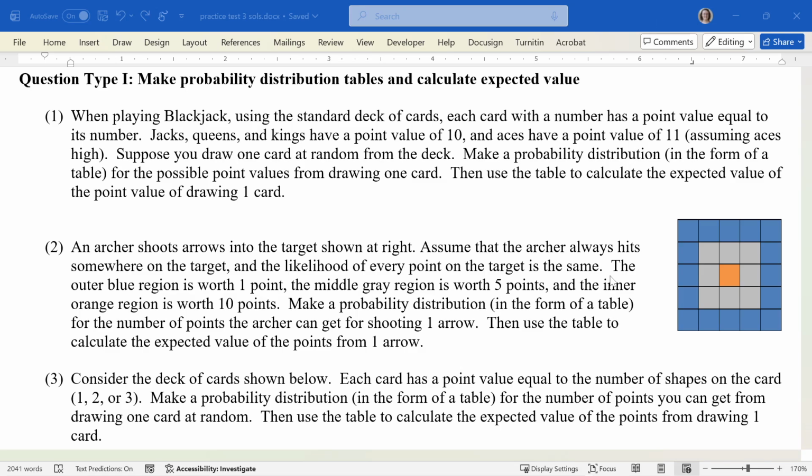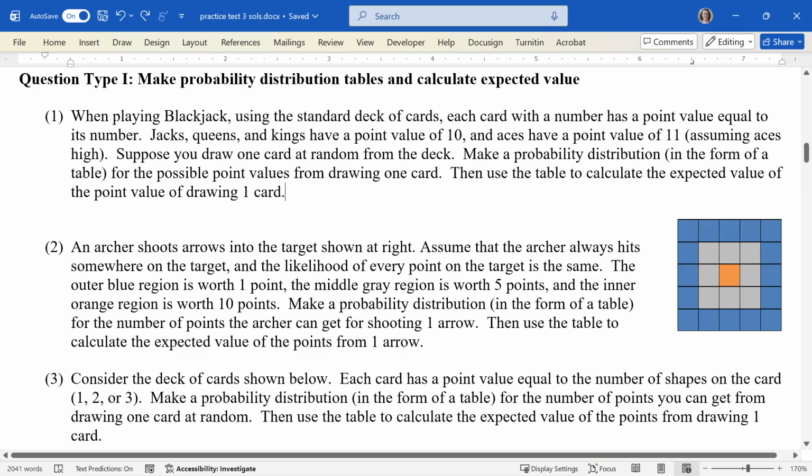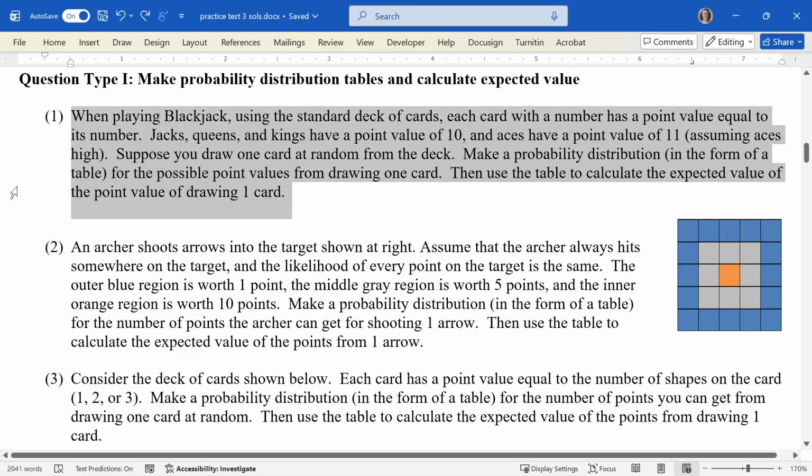Hello everyone. In this video, I'm going to go over some questions about making probability distribution tables and calculating expected value. So in the first question, it's about blackjack.